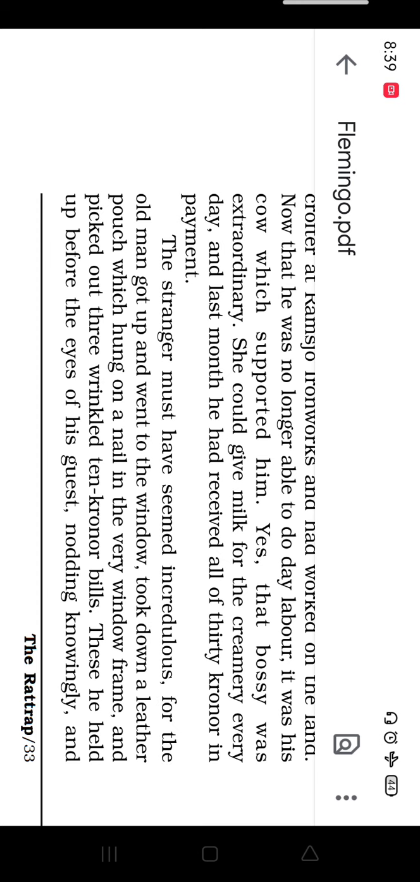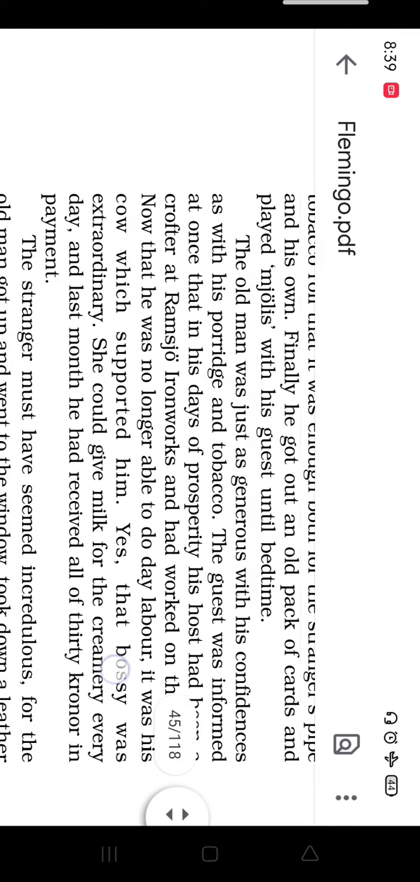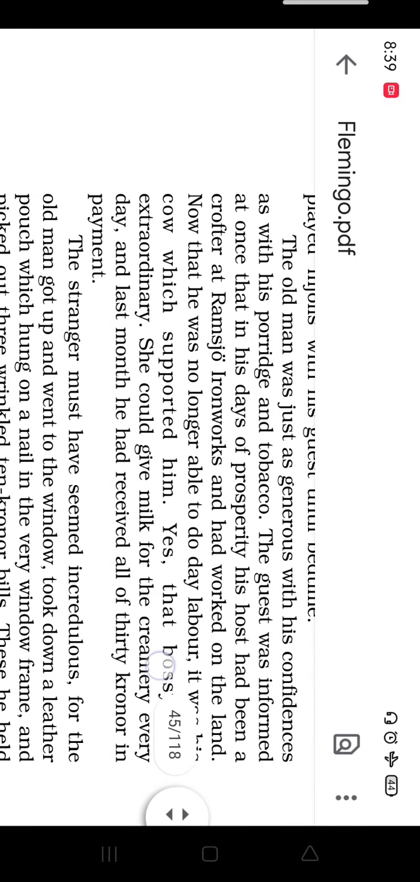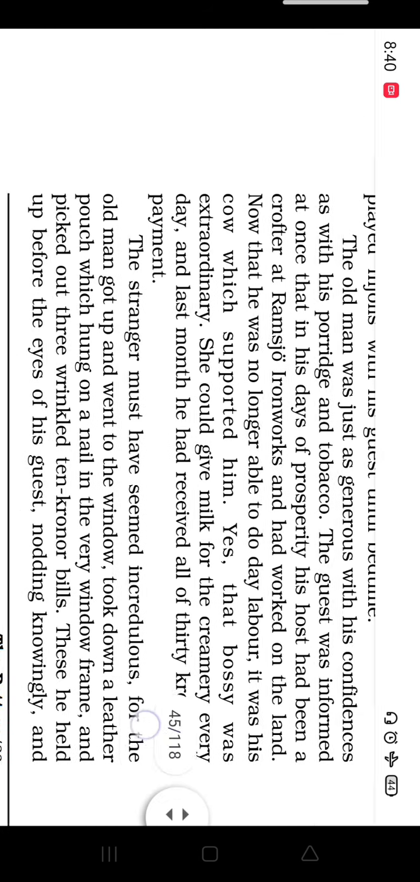Now we see another important thing here. The crofter was a very simple man, and he was very talkative, and in this talkativeness he is telling everything about himself to the vagabond without knowing that it might be dangerous. So he told everything. He told about the money.